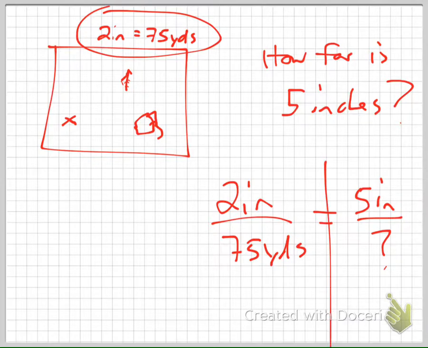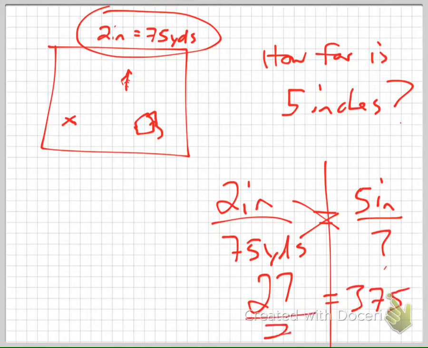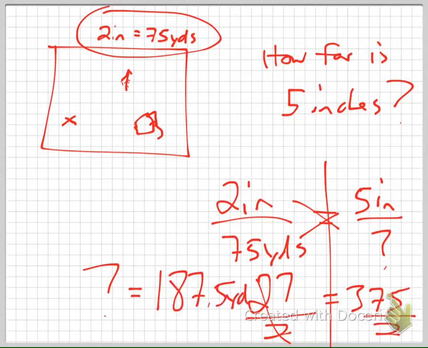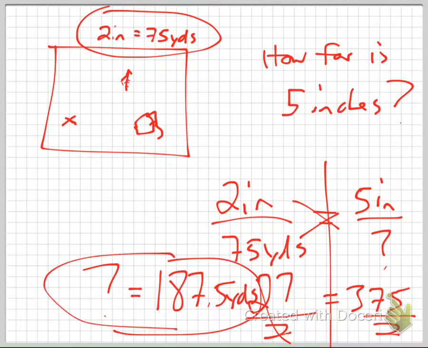Line down the equal sign. What do I do? Cross multiply. 2 times the question mark equals, what is 75 times 5? 375. Divide by 2. The question mark is, what is 375 divided by 2? 187.5 yards. Right? Make sense?